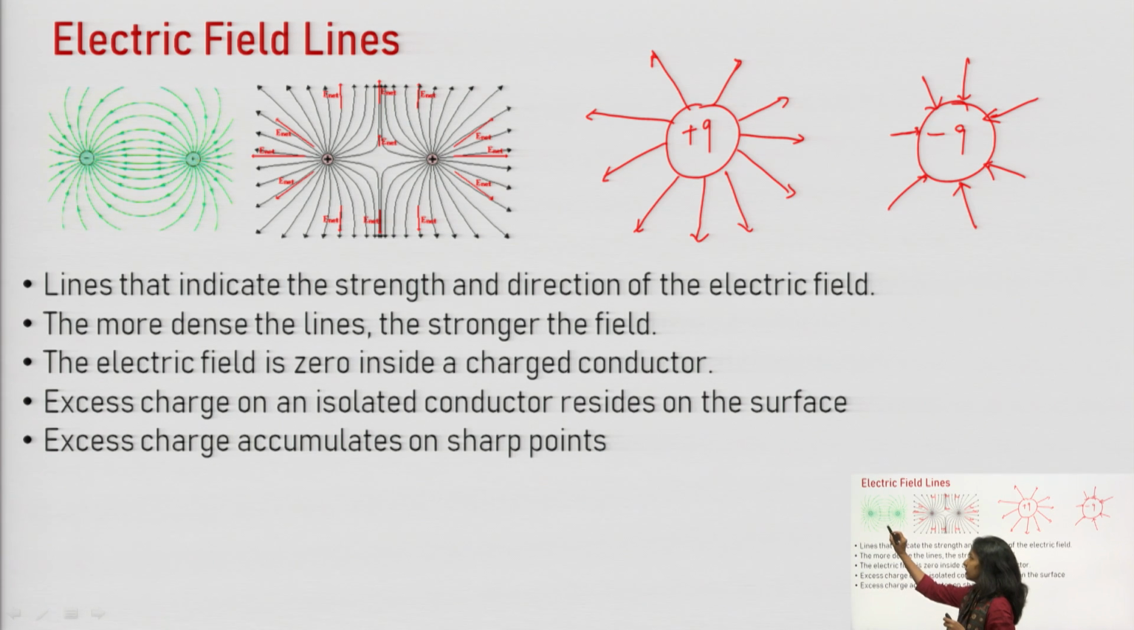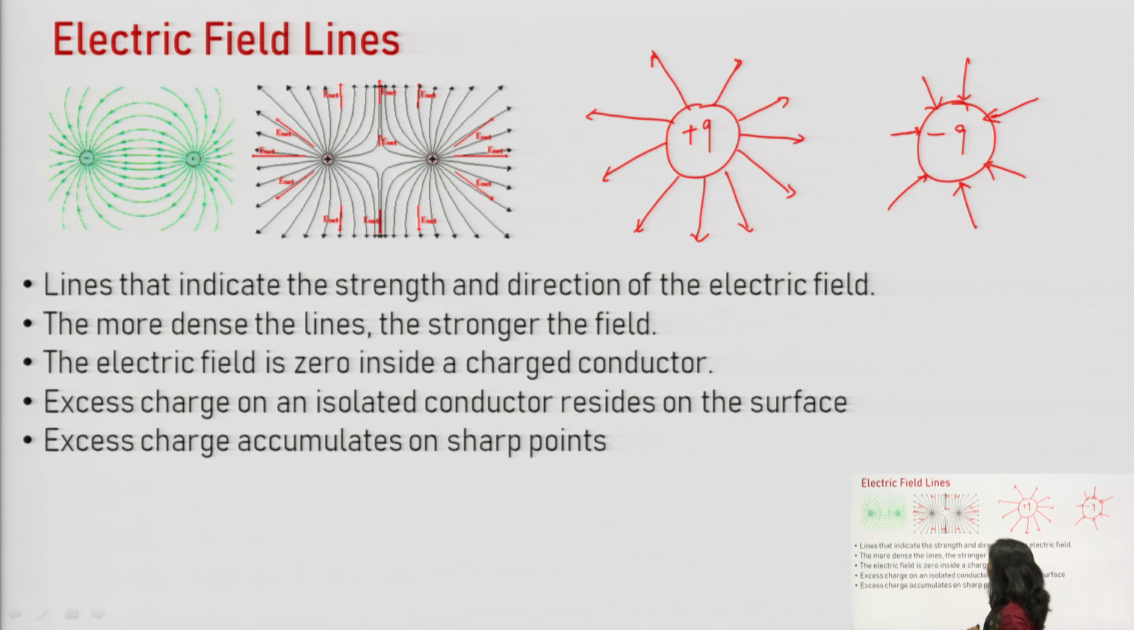As for example, in this figure, this is the negative charge and this is the positive charge. So the configuration of field lines will be like this, meaning lines will start moving from the positive charge and will sink into, or enter, the negatively charged one. So in this case we can see the lines are like this.